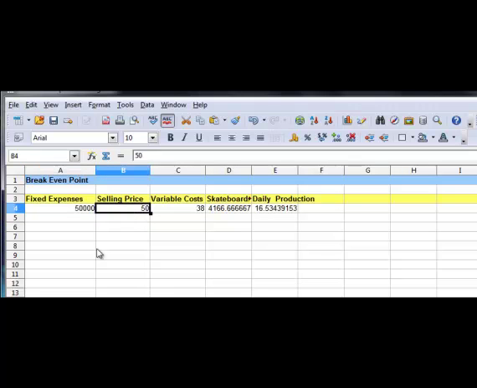Let's work with the selling price. What if we made it $70 for a skateboard? Now you can make 6 skateboards a day and break even. That's the advantage of putting this information on a spreadsheet.